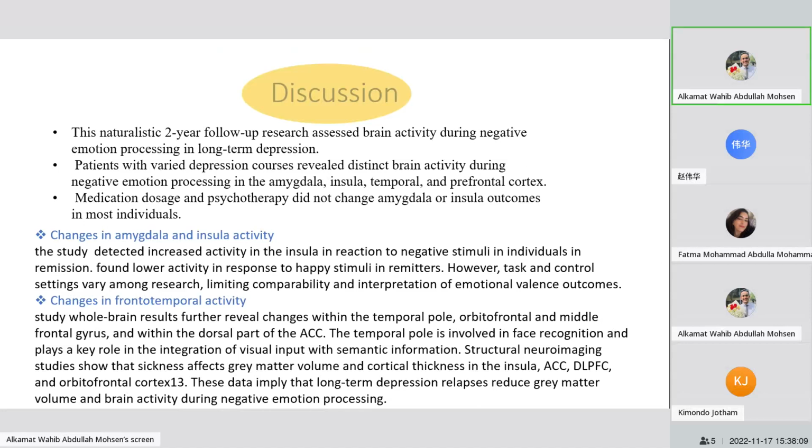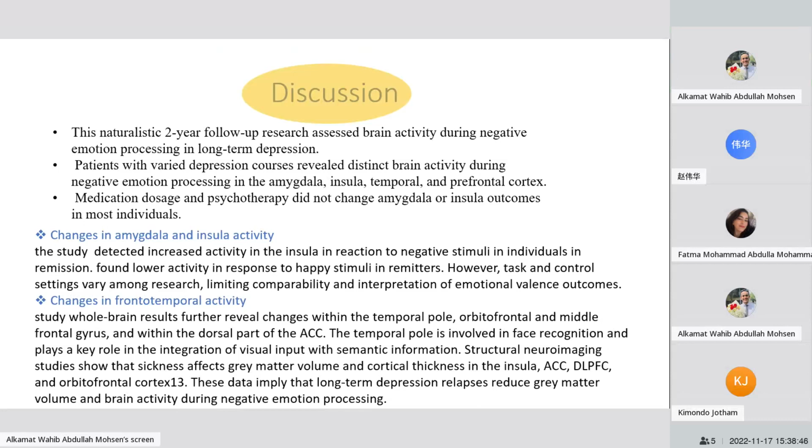The medication and the psychotherapy did not change any amygdala or insula outcomes in most individuals. So the change in the amygdala and insula activity. In this paper, we detected increased activity in the insula in reaction to the negative. So the individuals in the region found lower activity.